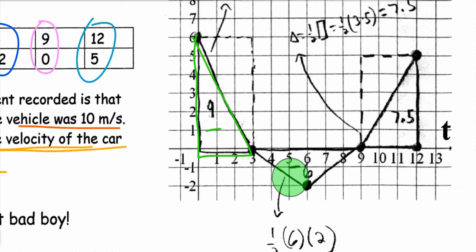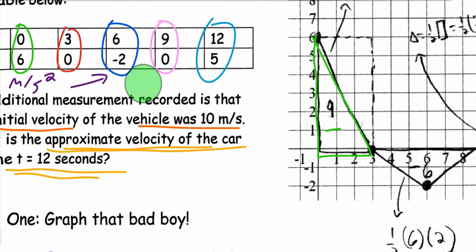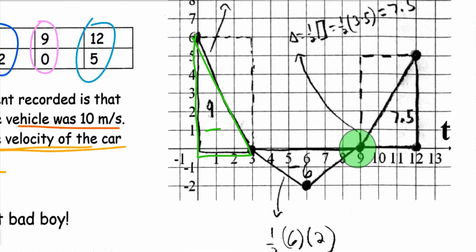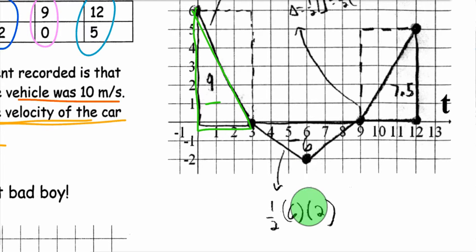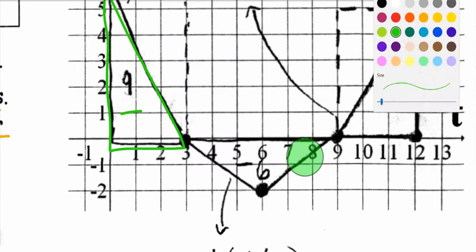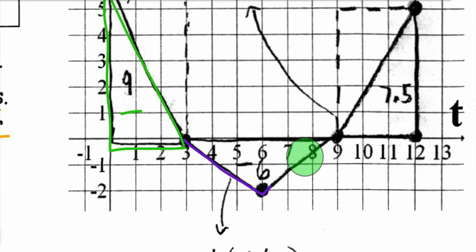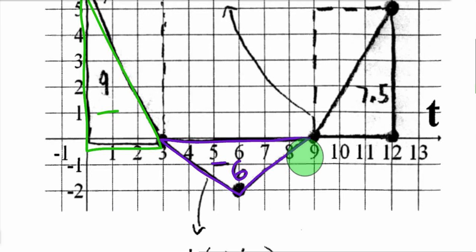Secondly, we have this triangle below the x-axis from 3 to 9, which we got from these data points right here. The area of a triangle is 1/2 base times height, and we get -6. So the second area is -6. Since it's net area, we will make it negative, meaning we'll find the signed area.